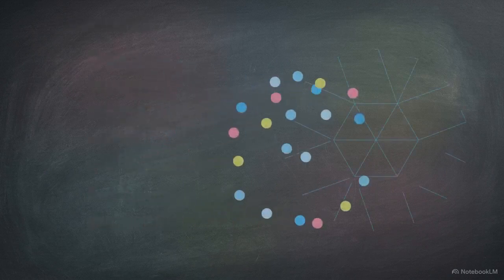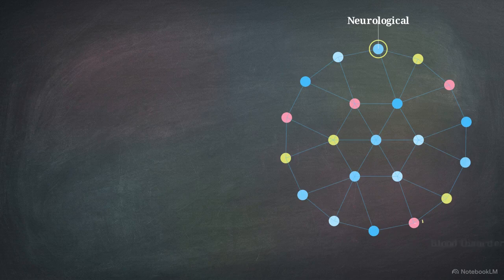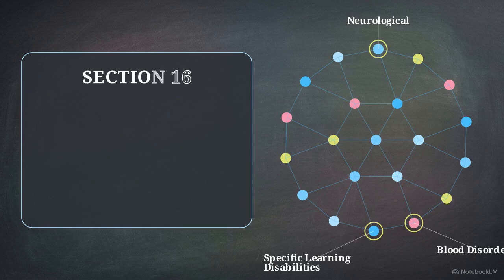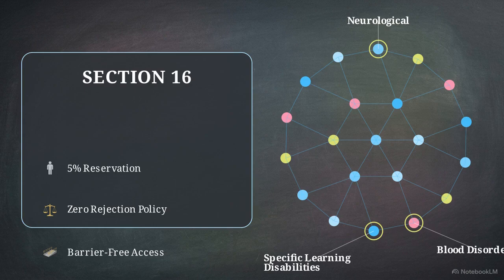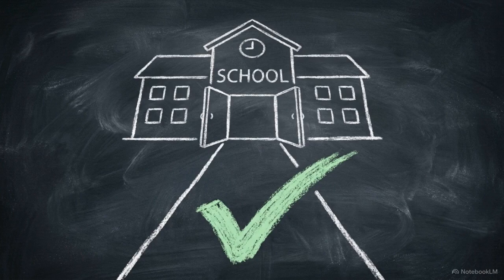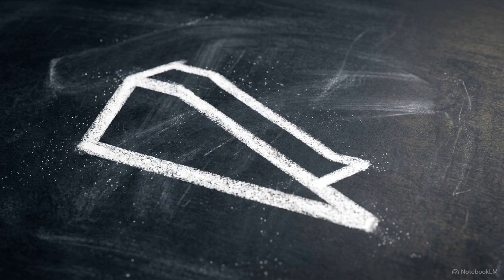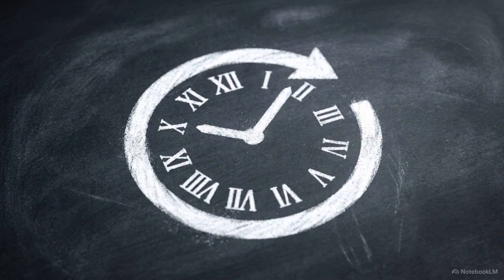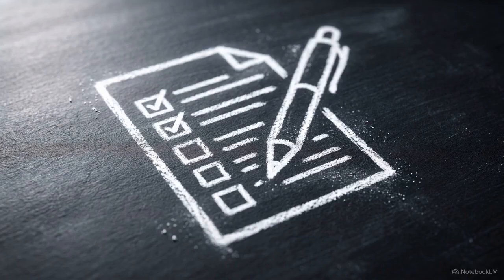The 2016 Act expanded legal recognition from 7 to 21 categories, protecting neurological conditions, blood disorders, and learning disabilities like dyslexia. Embedded here is Section 16, outlining institutional mandates, including a 5% reservation and zero rejection policy. Zero rejection dictates that no educational institution can deny admission based on background or disability. The law also enforces operational compliance. Schools must provide barrier-free infrastructure, providing curriculum adaptations and specific examination supports, like extra time or scribes.